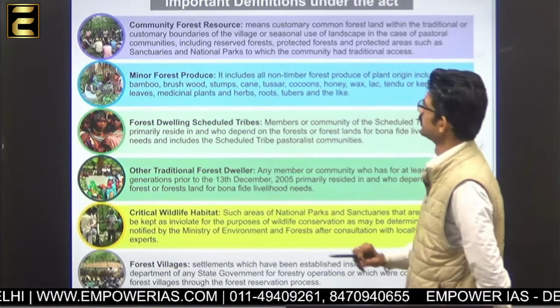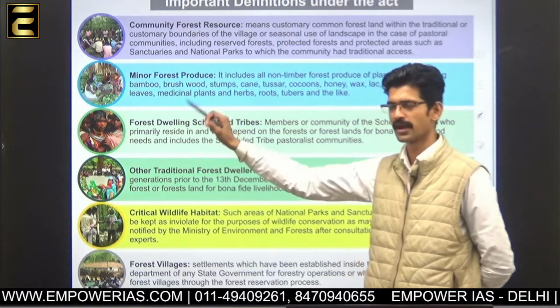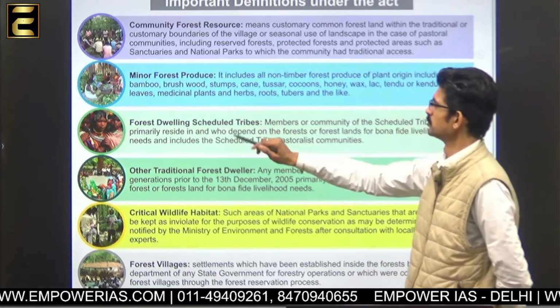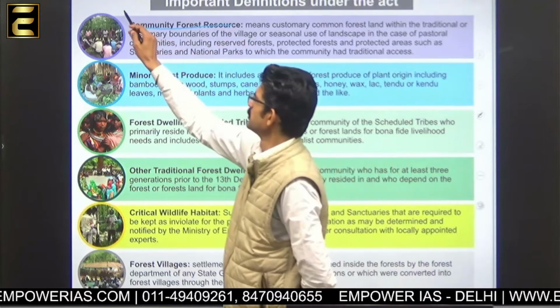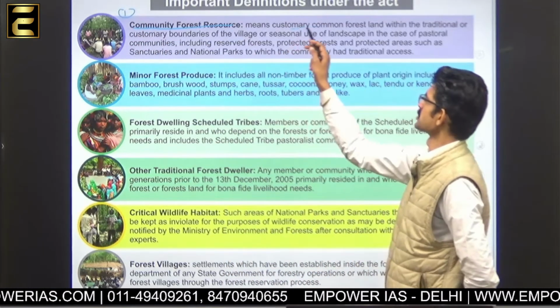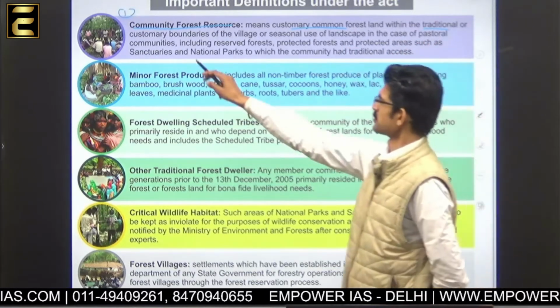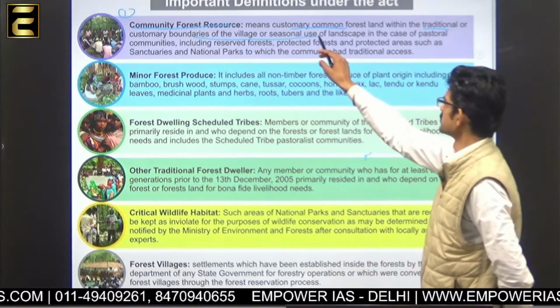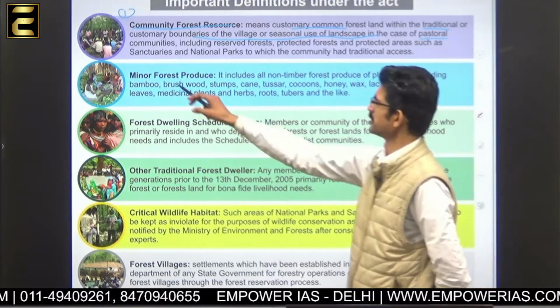Remember this fact. Then important definitions that are part of the act which was constituted. So community forest resource, a clear definition. What is community forest resource? It means customary common forest land within the traditional and customary boundaries of villages, and seasonal use of landscape in the case of pastoral communities.